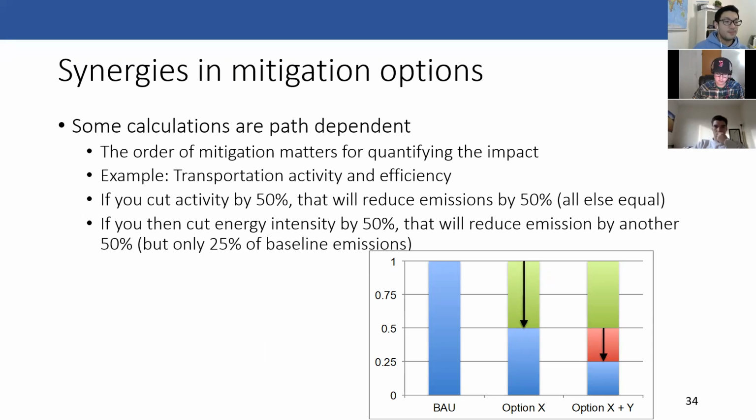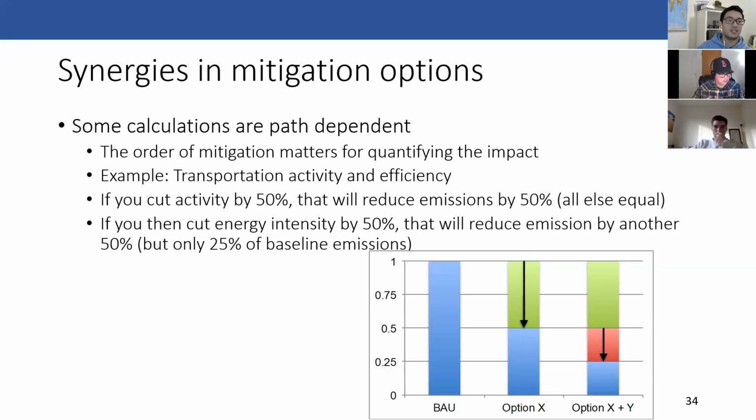Okay, so some calculations are path dependent, which can break down some of the wedge analysis. So if the wedges are not independent, in other words, if they're correlated with each other, then the order in which you do the mitigation might matter.